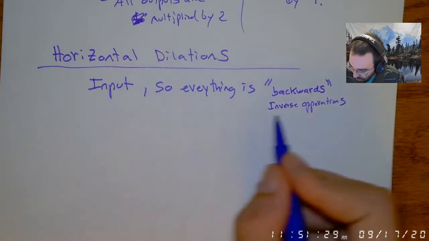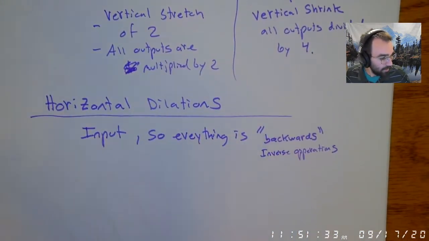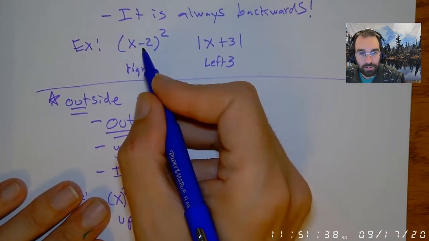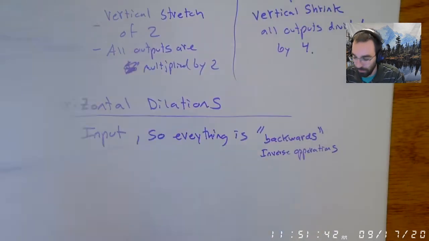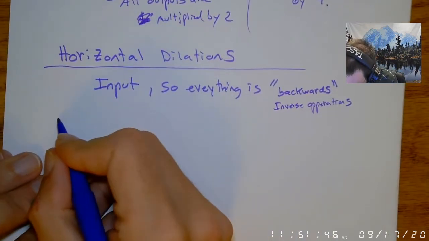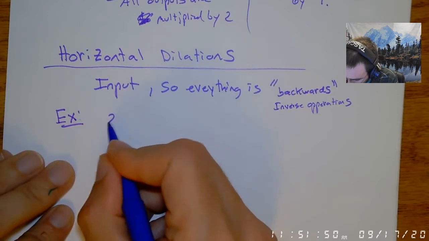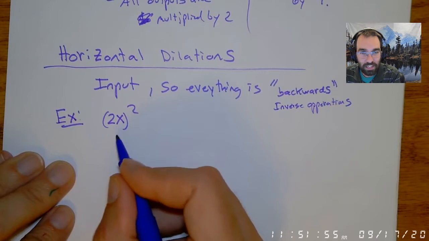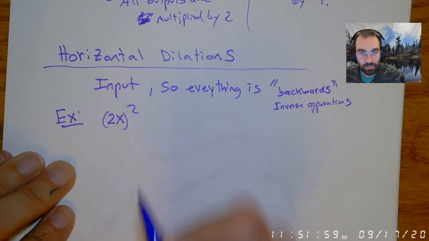Okay. So when I mean inverse operations, right? So when I did input before, right? So the inverse operation of subtraction is positive, so it goes to the right too. So this is important because for examples of horizontal dilations, okay, you see how the 2 is inside the function, right? So the parentheses are super important, right? So it's inside the function.